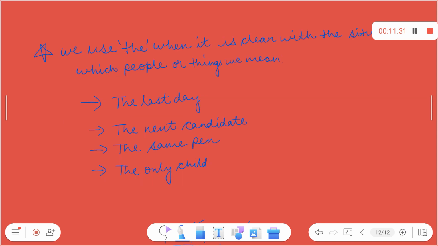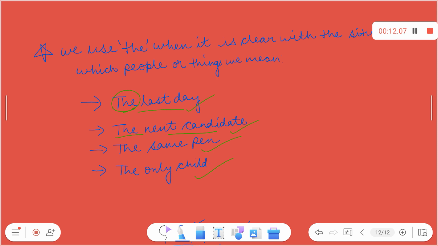Now, we use "the" when the situation makes it clear which people or things we mean. So when I say the last day, the next candidate, the same pen, the only child, it is clear in the situation which people or thing we mean. Like if I say the next candidate, it is very clear which candidate we are talking about. When I say the last day, I'm pretty sure which day I'm talking about. So we use "the" over here. Alright.